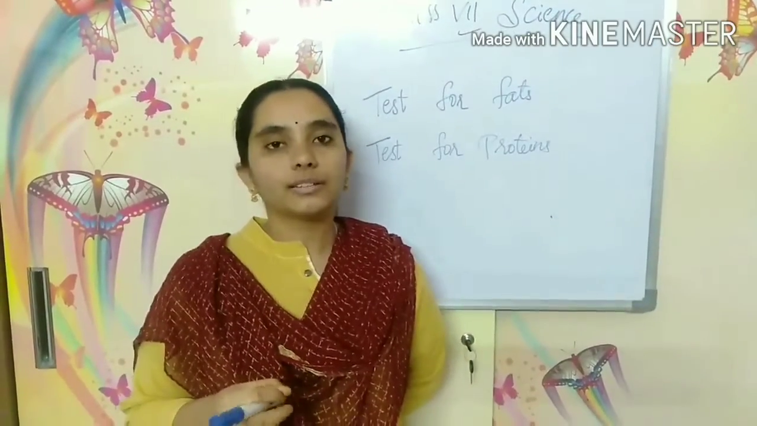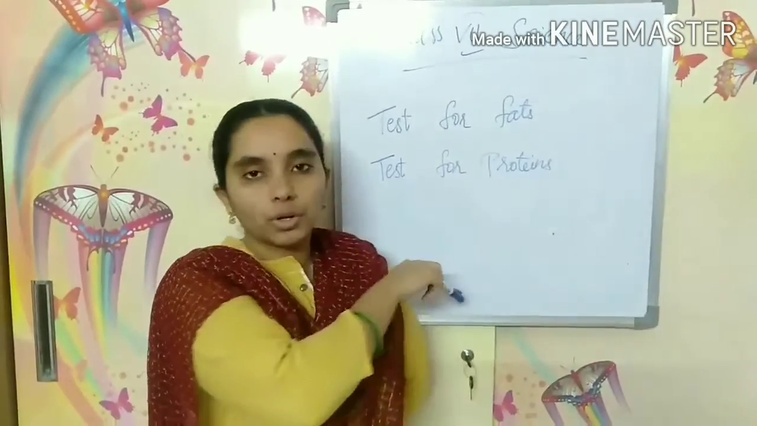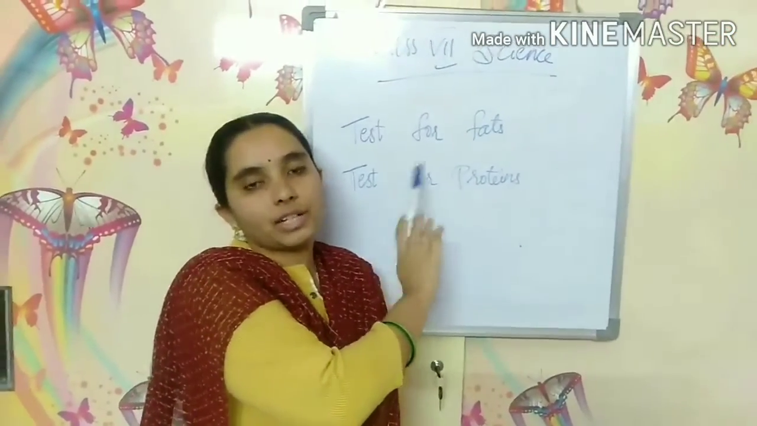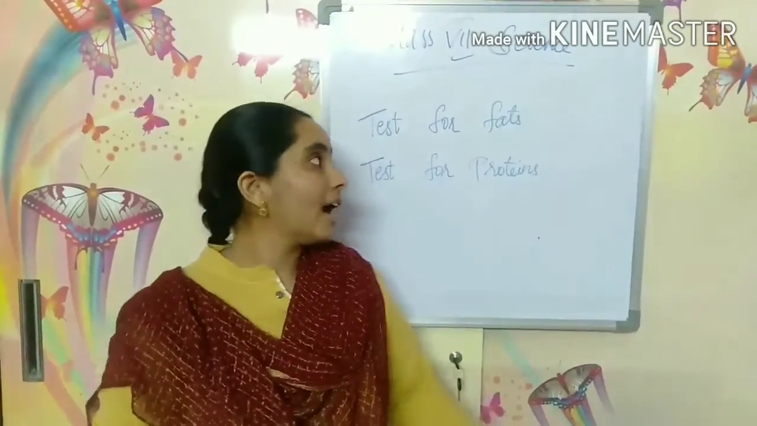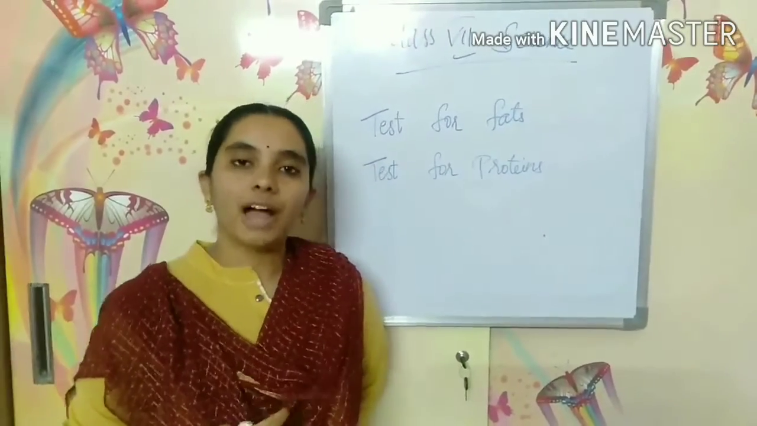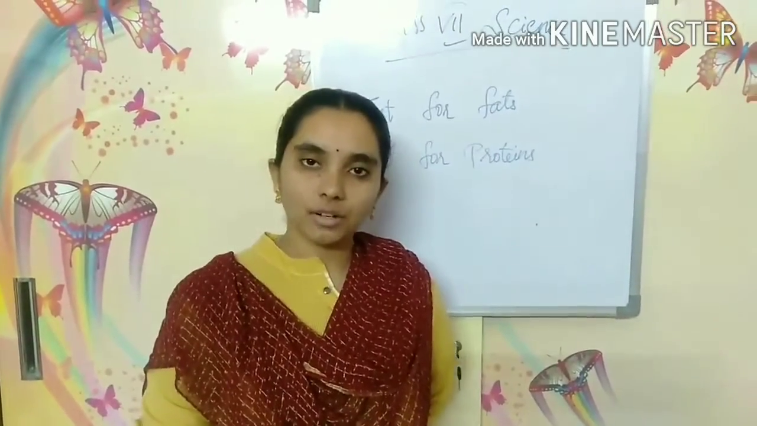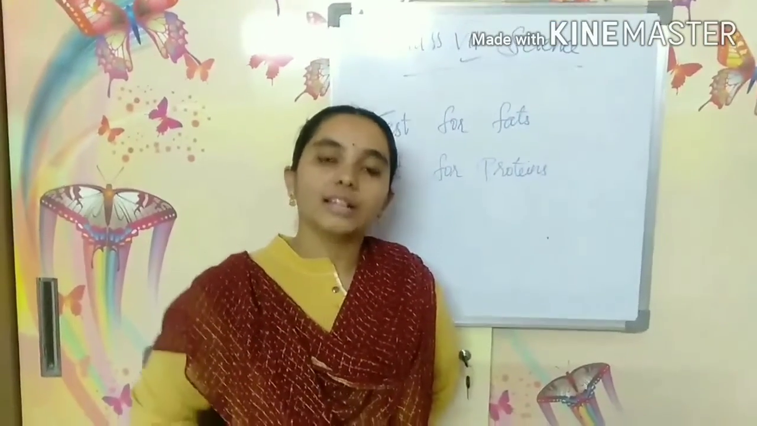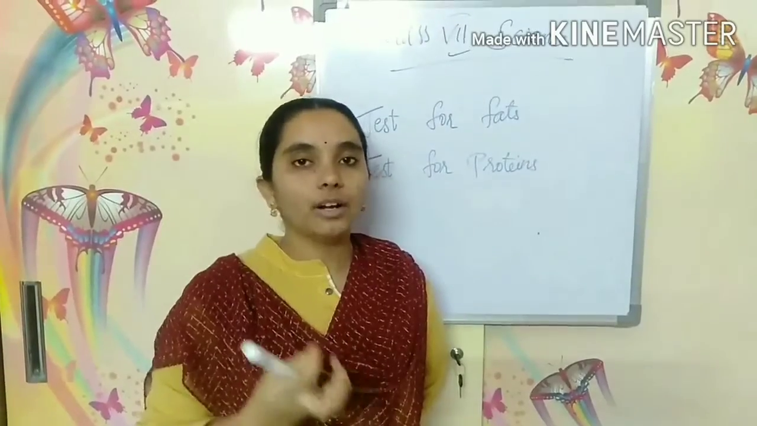So the other two components which we have are fats and proteins. To test the fats and test for proteins, we have them separately. So test for fats is a very simple experiment. Fat is nothing but oil or the oily substance or the oily food item, whatever you take, that will give out some oil. So that is called fat.